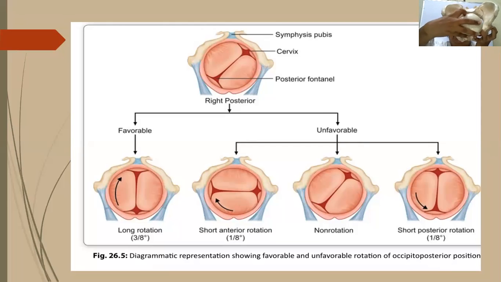What happens in face to pubis delivery? The occiput lies over the sacrum and the nose hinges under the symphysis pubis, and the baby will deliver like this. Face will be born. After that, the nose will hinge under the symphysis pubis instead of the occiput, and delivery will happen. That is called face to pubis delivery.